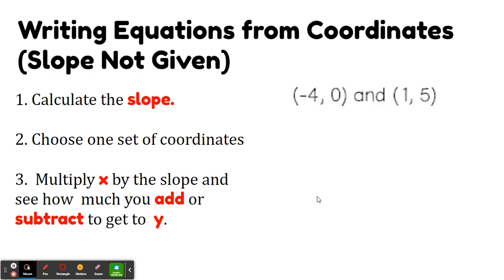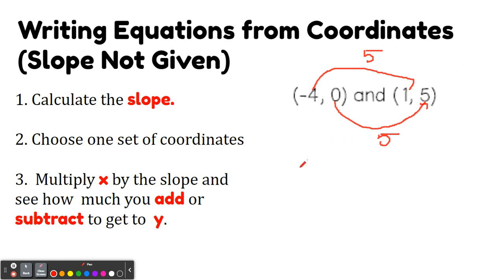So now if we don't have the slope, the only difference in what we just did is we have to calculate the slope and decide which set of coordinates we're using. So here we're going to go ahead and calculate the slope. Okay, let's go ahead and try this again. Sorry. To get from -4 to +1, I am going up 5. So that's my change in x. To get from 0 to 5, I'm also going up 5. Okay, so I'm going to have 5 over 5, which means I'm going to have a slope of 1.